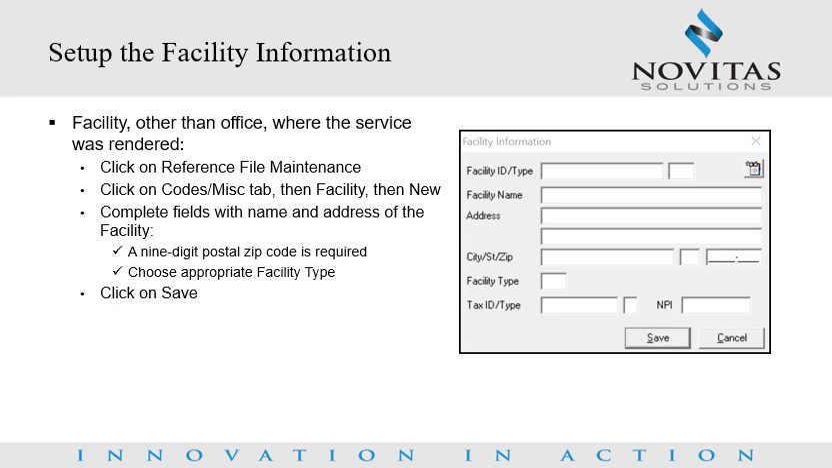While completing the information, the provider must also choose the appropriate facility type. Once the information is completed, the provider clicks Save. And this completes the PCA setup. The provider is now ready to enter claims.